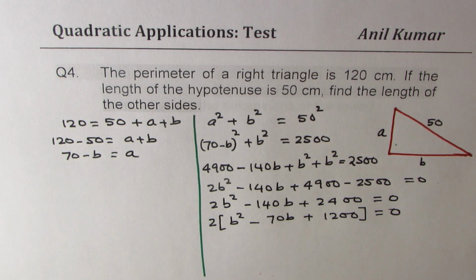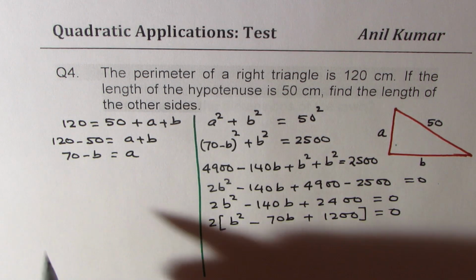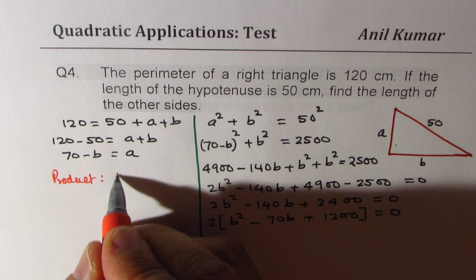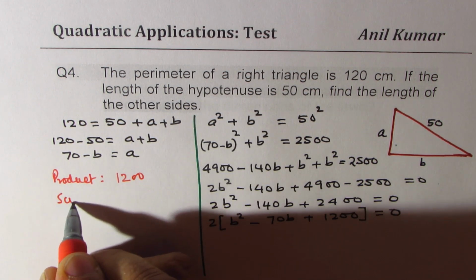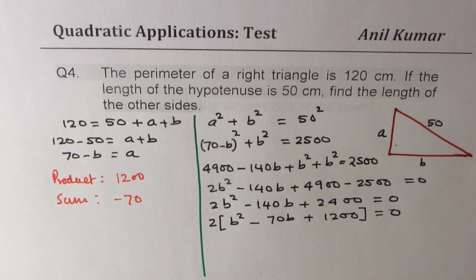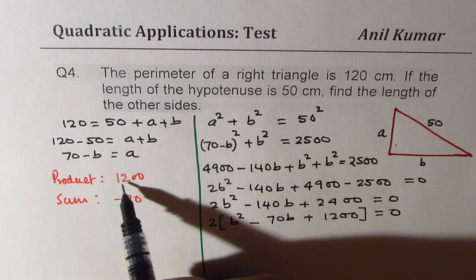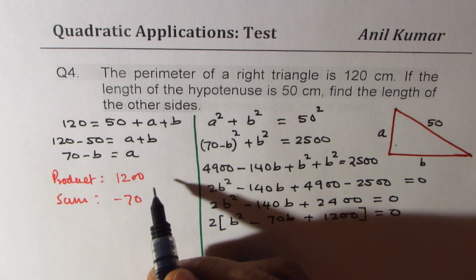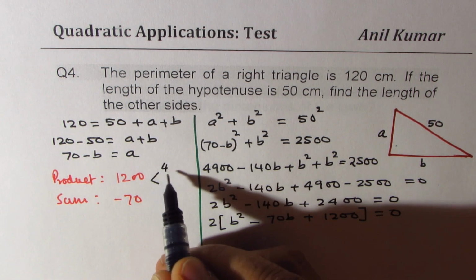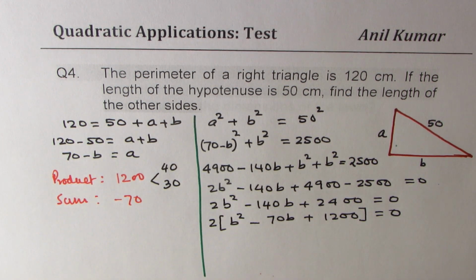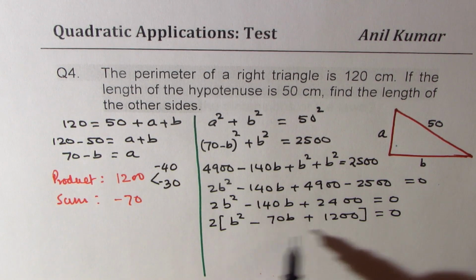Now to factor this, we are looking for two numbers with product 1200 and sum of minus 70. So the two numbers could be, 12 is like 6 times 2, 4 times 3. So 4 times 3 works. So it could be 40 times 30. And if I take both negative numbers, then it works.